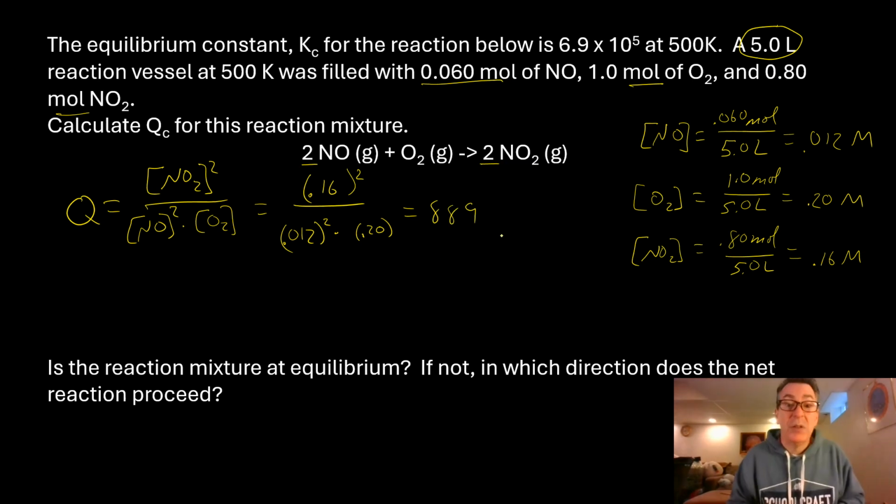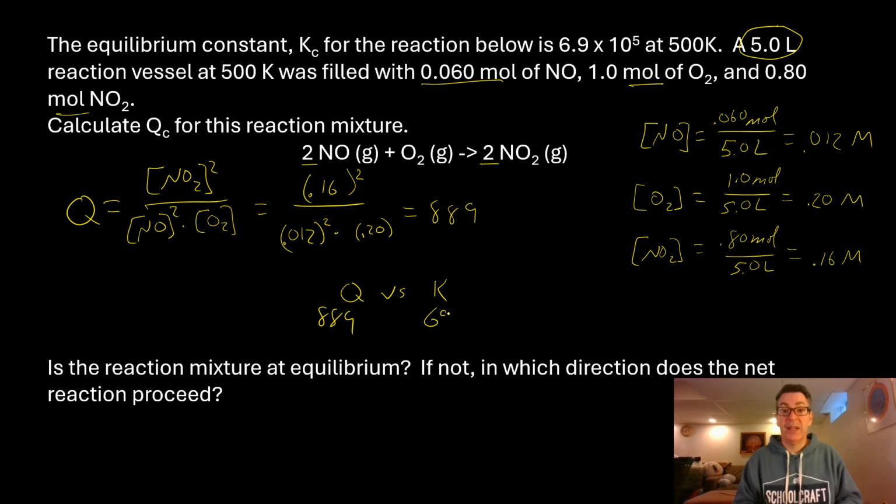That by itself doesn't tell you a whole lot, but it tells us we have a lot more product than reactant at this current moment in time. But we can now answer this next question. Is the reaction mixture at equilibrium? To determine that, we're going to compare the Q value versus the K value. The Q value here is 889. The K value, on the other hand, is really big. It is 690,000. So that means Q is much, much smaller than K.